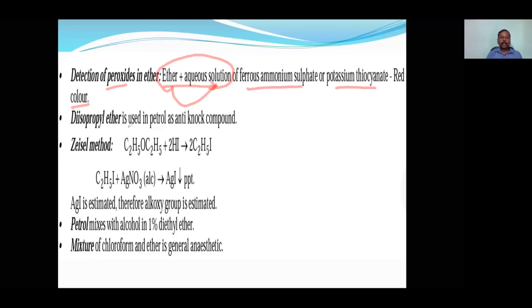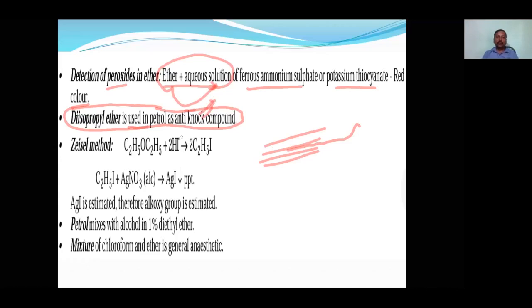Then diisopropyl ether is also used as an anti-knock compound. Actually there is a rattling sound in the engine when petrol is not branched, it is a straight chain like this. So it cannot burn smoothly in between. That will produce a sound called knocking. So that knocking is avoided by adding diisopropyl ether.